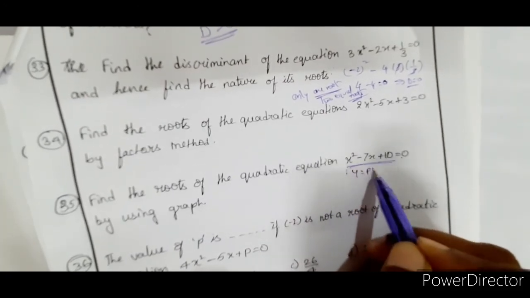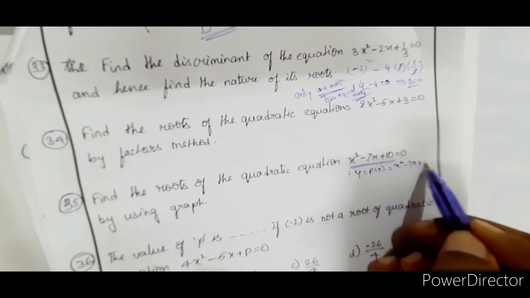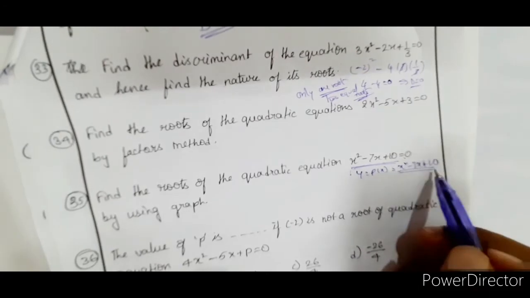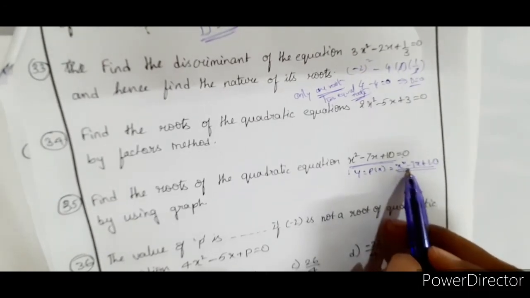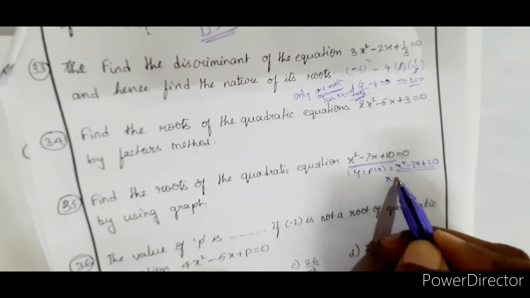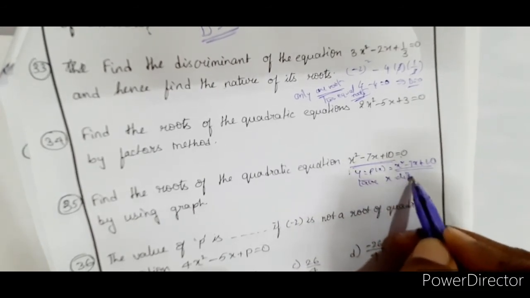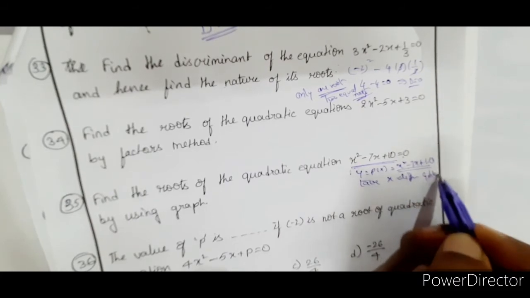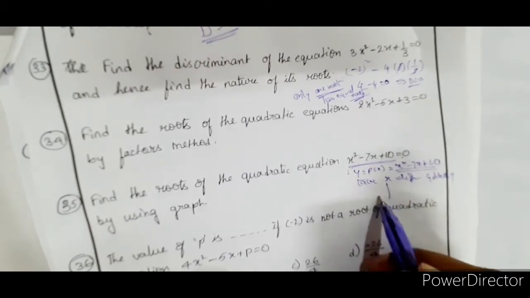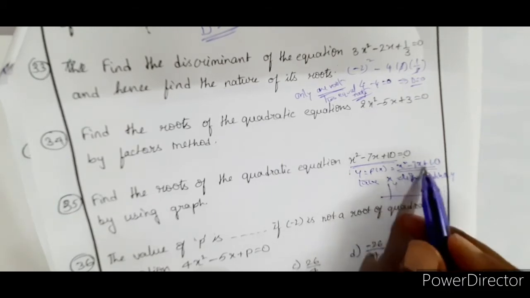Y is equal to p of x is equal to x square minus 7x plus 10. You make it as a polynomial, as we have done in the case of linear equations in two variables as well as the polynomials. In a similar manner, take different x values and find y. Then plot the graph between x and y values. Then you will get a graph.